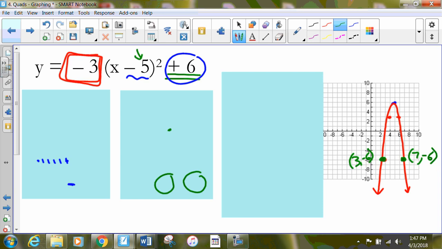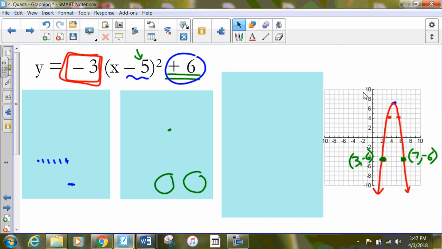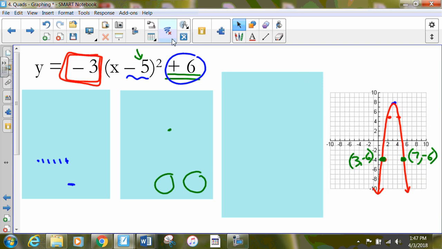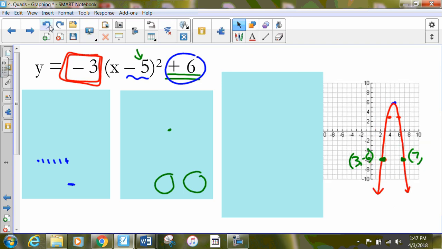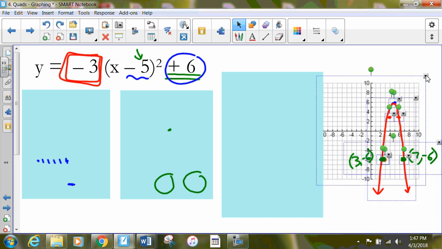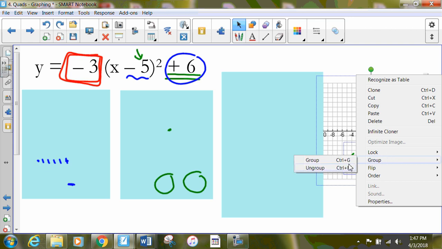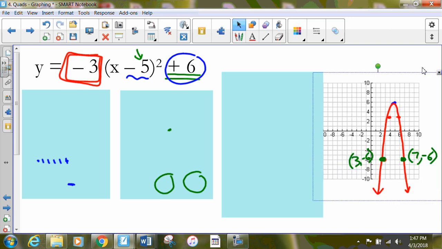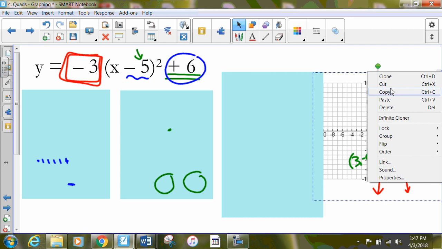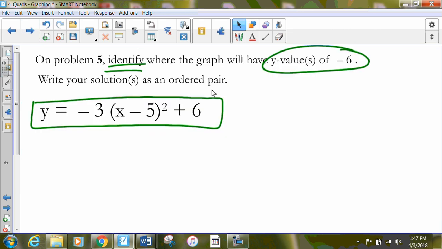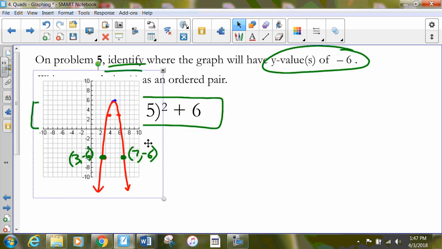Can you see how these 2 points are on the quadratic that we just graphed? Well, that's what this next question is asking me. And so I don't have to keep going back and forth, I'm going to copy this graph and bring it with us to the next page, so that we can better understand what they're asking us.